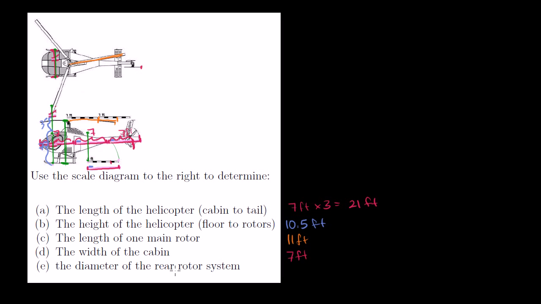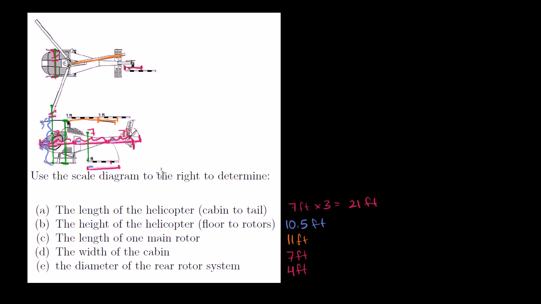And then finally, the diameter of the rear rotor system. The rear rotor system is this right here. If we were to copy and paste our 7-foot length, actually, let me copy and paste the actual ruler. So this is our actual ruler. How long is the rear rotor system? Let's look at our ruler. It looks like 1, 2, 3, 4 feet is my best estimate. So I'd say the diameter of the rear rotor system is 4 feet.